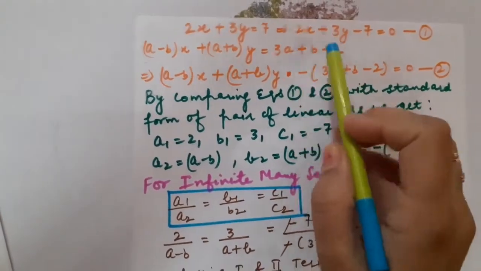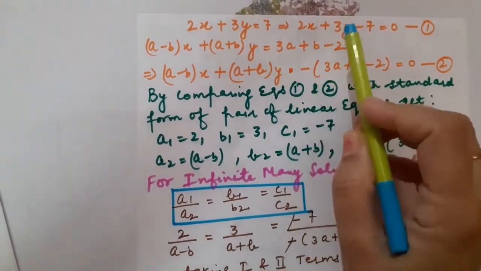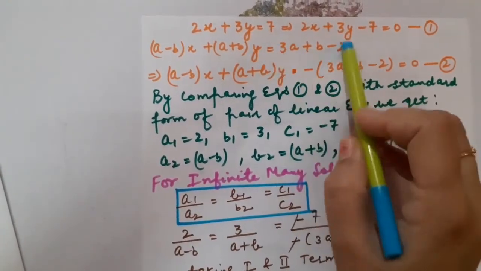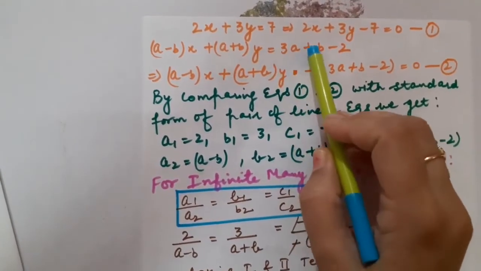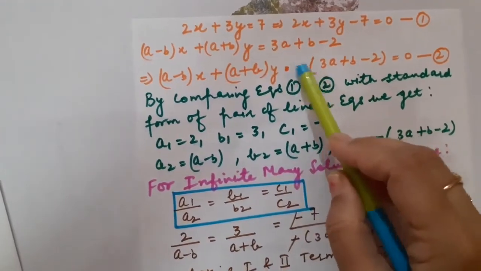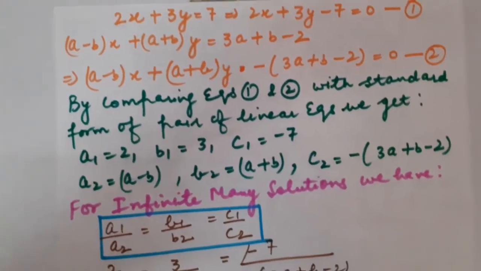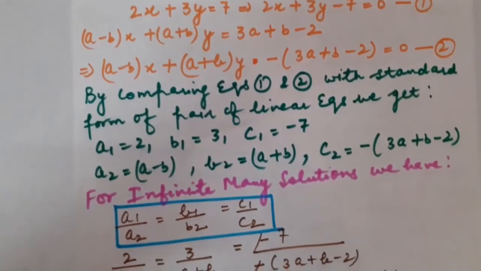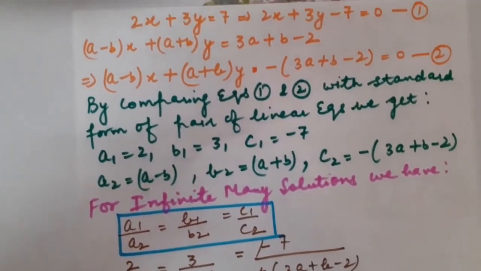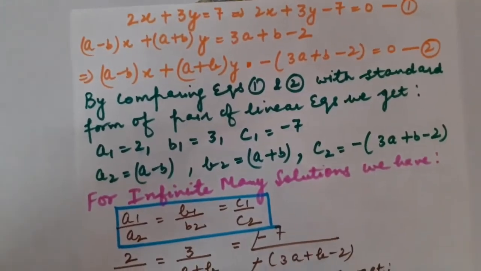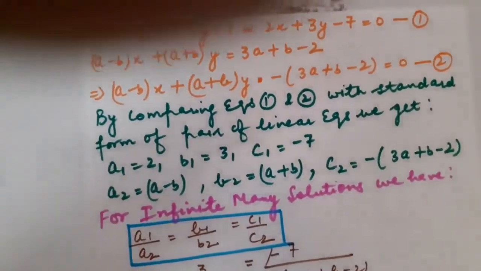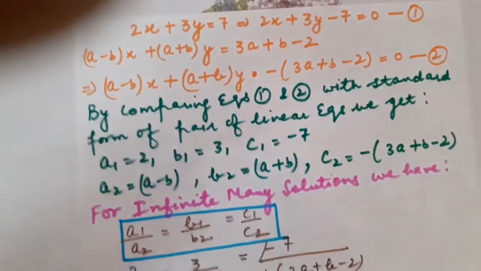Look, when this complete term comes over here, before it there is a plus sign outside. If it comes on this side, definitely there will be a minus sign, right? So what has it become now? (a minus b) into x plus (a plus b) into y minus of (3a plus b minus 2) is equal to 0. This is equation number 2.